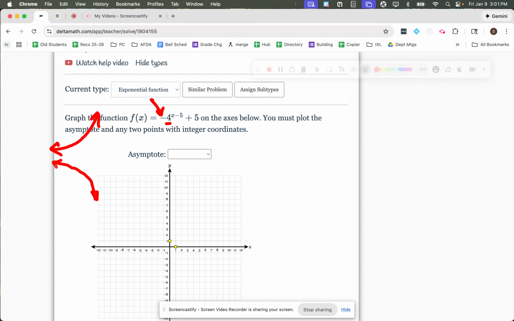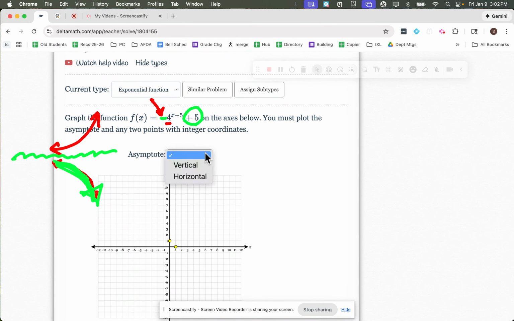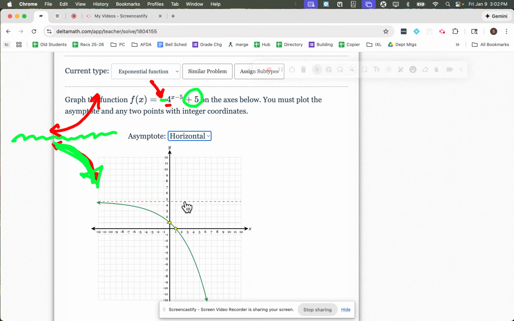And this also means that the graph is going to be below the horizontal asymptote. The horizontal asymptote is here at positive 5. But this is the shape we're going to be looking for. It's growth, but it's going down, which is all because of this negative in front of the 4, which reflects the graph. Okay? So let's first set our asymptote. It's horizontal, as always, for an exponential. And we're going to bring it up to 5.